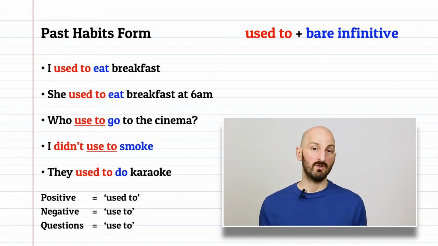However, in question and negative sentences, there is a slightly different form. Did you used to walk to work? No, I didn't used to walk to work. Notice there is no letter D in this form. Some other examples are, she used to eat breakfast at 6 a.m. Who used to go to the cinema when they were young? I didn't used to smoke before I started acting. They used to do karaoke all night.